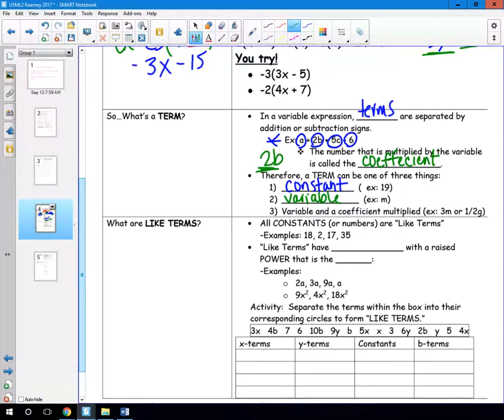Or a term could be one of a combination of the two, where it's a variable and a coefficient multiplied by each other. So, for example, 3m is a term because you got 3 and you're multiplying it by m, and that 3 is, like we said, the coefficient. Okay? So now, if we were to take it a step further and not just talk about what are terms, but what are like terms, so that we can combine them.